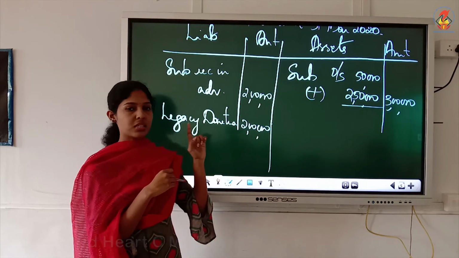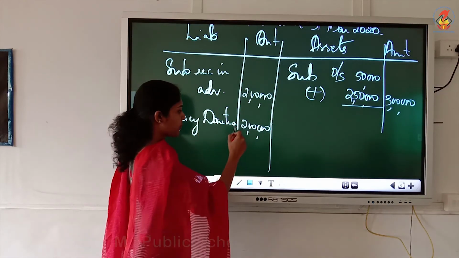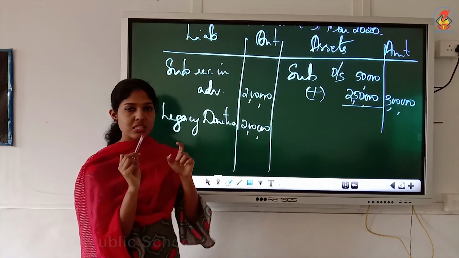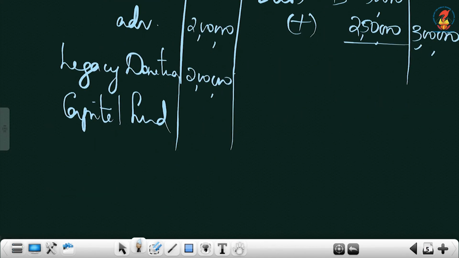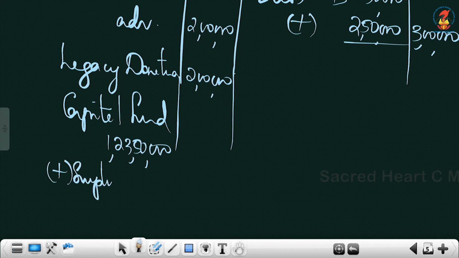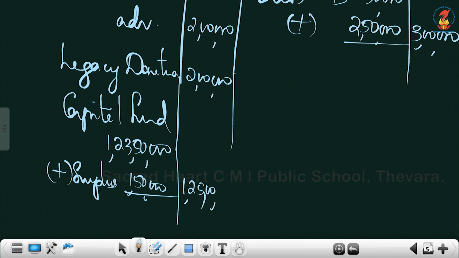Okay. Then you have to write one more item on the liability side, always remember that item, that is the capital fund. The opening capital figure we got, no. Capital fund opening figure is 1,23,50,000. With that you must always add surplus. Here the surplus figure is 1,50,000. So it is 1,25 lakhs.